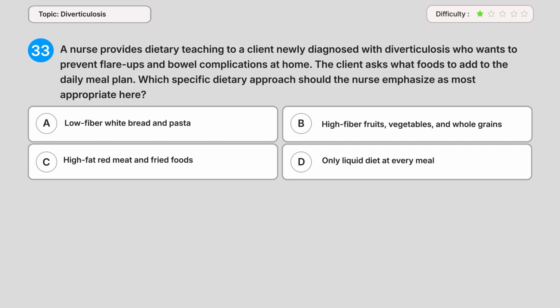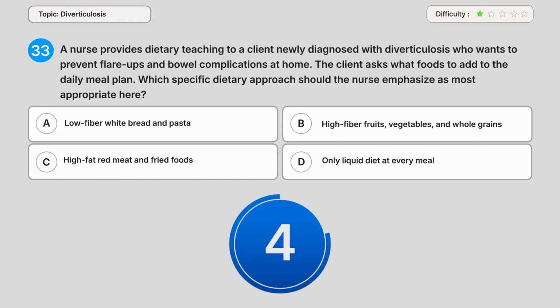A. Low-fiber white bread and pasta. B. High-fiber fruits, vegetables and whole grains. C. High-fat red meat and fried foods. D. Only liquid diet at every meal. Do you know the answer?